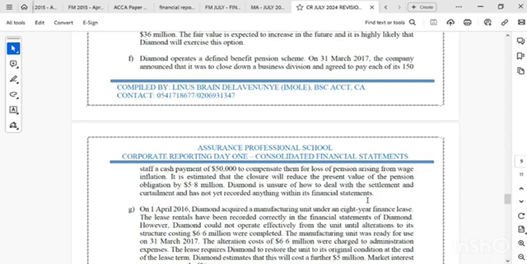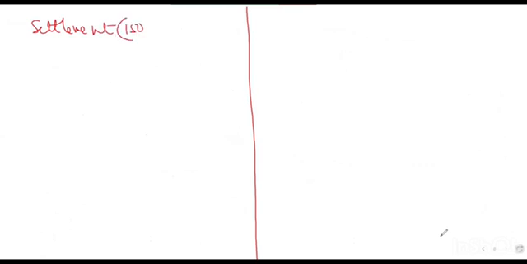Diamond operates a defined pension scheme. On 31 March 2017, the company announced that it was to close down a business division and agreed to pay each of its 150 staff a cash payment of 50,000 to compensate them for loss of pension arising from wage inflation. Okay, so let's look at how much they are going to be paying to each of the staff. Okay, that might be the starting point. So what is a compensation, which we call the settlement? So they have to settle there. Okay. So 150 multiplied by 50,000. Is that correct?